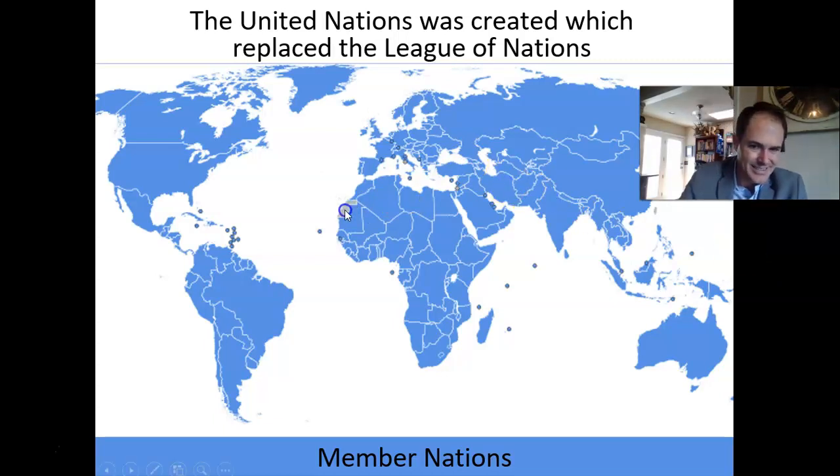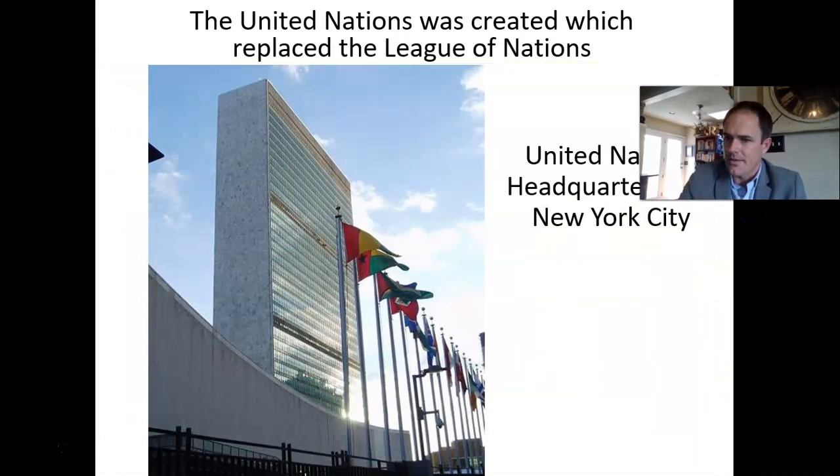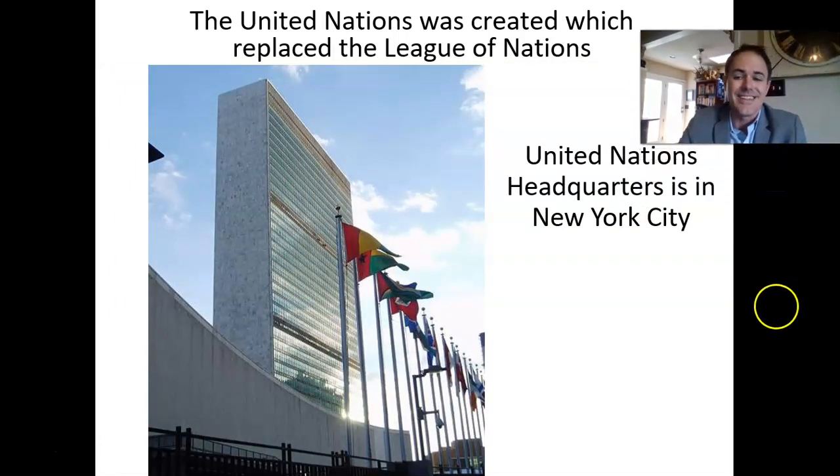I think this is Western Sahara. It's a disputed territory, and there are a few other small disputed territories that are not members of the United Nations, but pretty much all the world countries are now. And the UN meets in New York City.